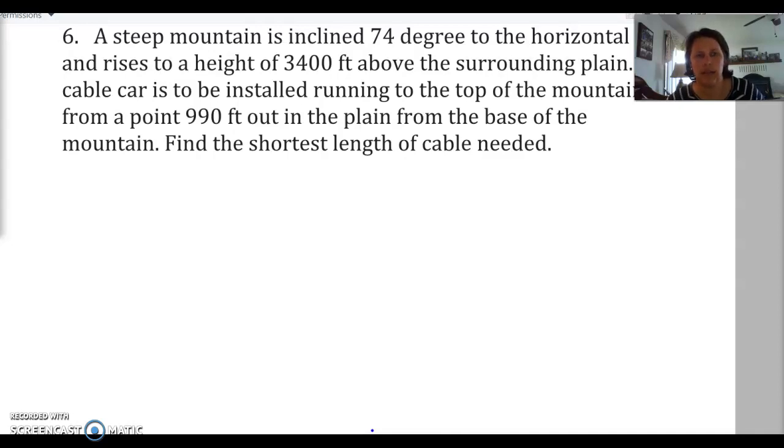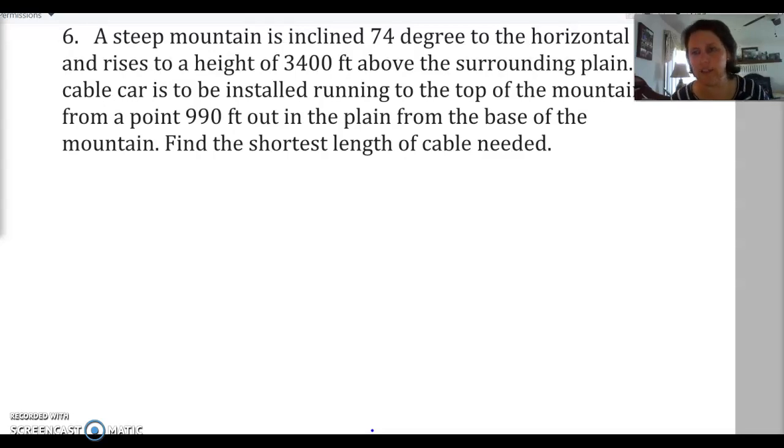So we're still on 8.1 part 2, law of cosines, and this is example 6. We have a steep mountain inclined 74 degrees to the horizontal that rises to a height of 3,400 feet above the surrounding plain. A cable car is to be installed running to the top of the mountain from a point 990 feet out in the plain from the base of the mountain. Find the shortest length of the cable.